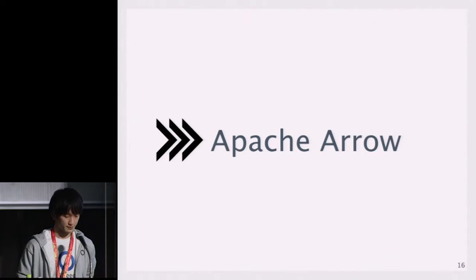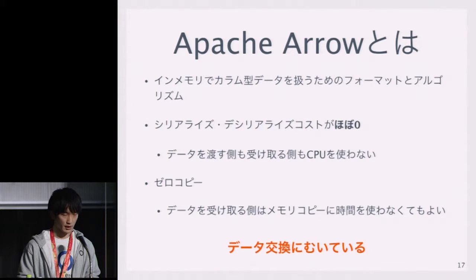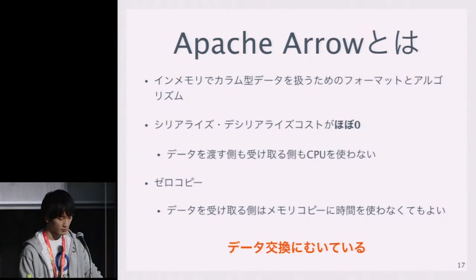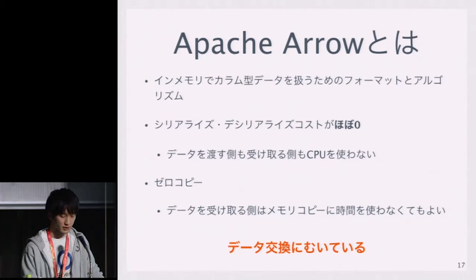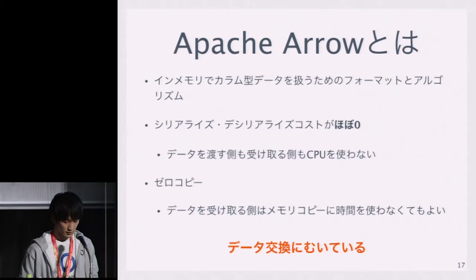And then comes Apache Arrow. This Apache Arrow is a format specification so that they can use the column-shaped data in memory. And they will put the data in memory, and the cost for serialize and deserialize will be 0. And the receiver and sender of the data do not use CPU. And another feature is zero copy. So the receiver of the data does not have to spend time copying the memory. So with this, in Apache Arrow, seamless data exchange is secured.